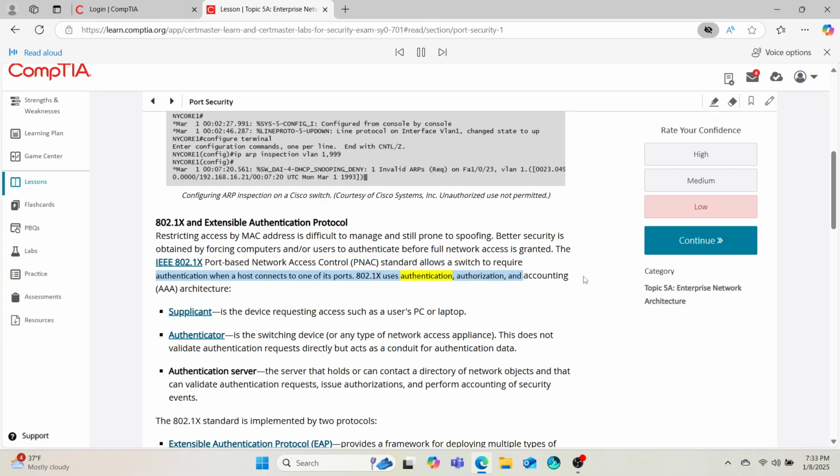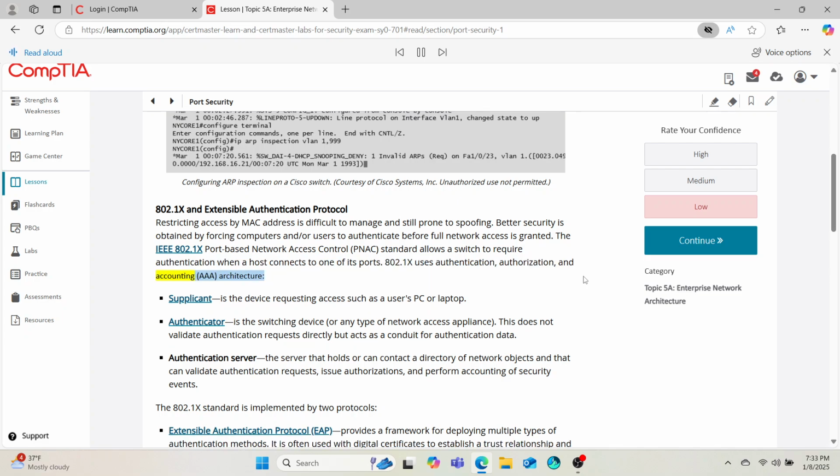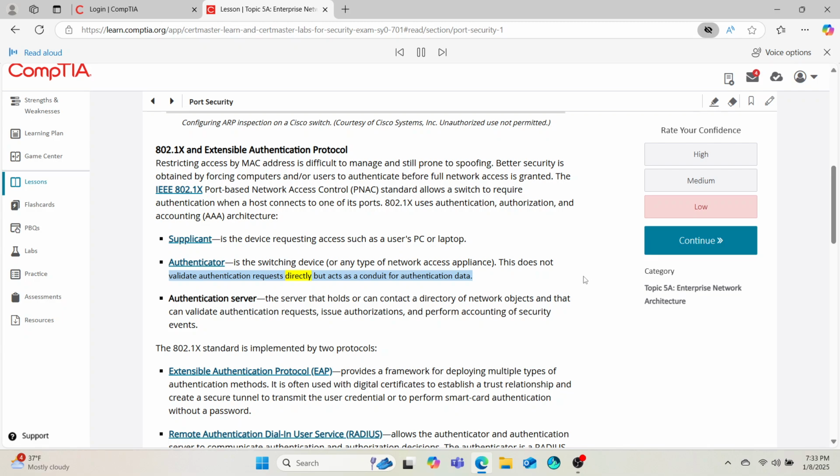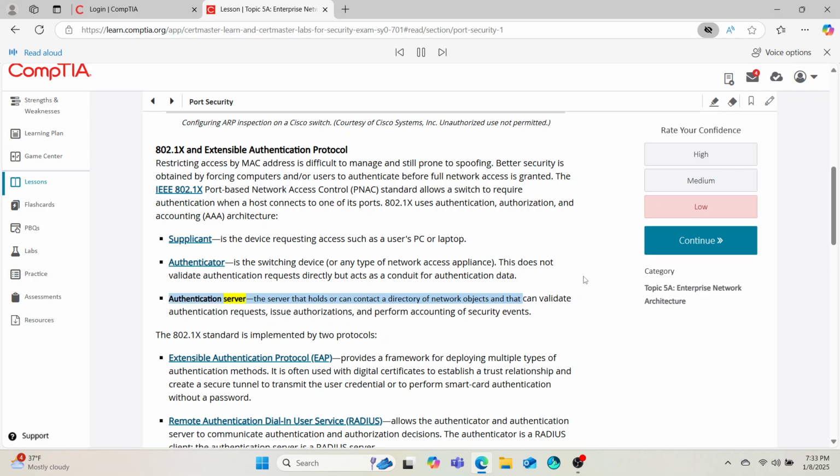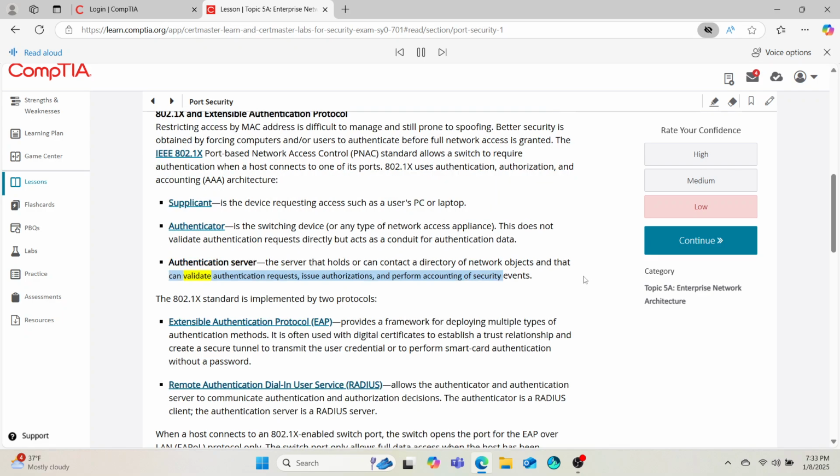802.1x uses authentication, authorization, and accounting, AAA, architecture. Supplicant is the device requesting access, such as a user's PC or laptop. Authenticator is the switching device or any type of network access appliance. This does not validate authentication requests directly, but acts as a conduit for authentication data. Authentication server, the server that holds or can contact a directory of network objects and that can validate authentication requests, issue authorizations, and perform accounting of security events.